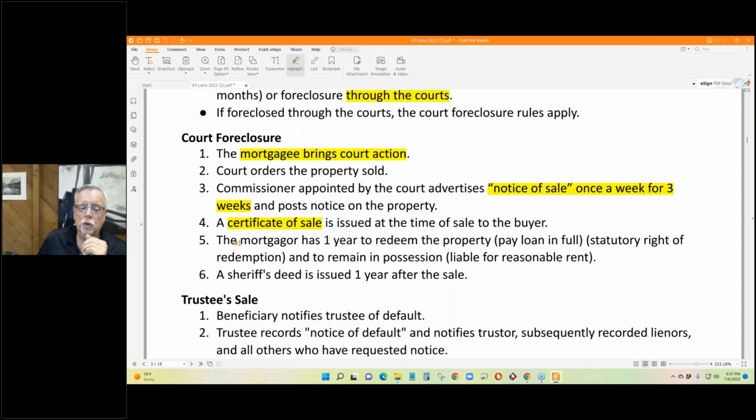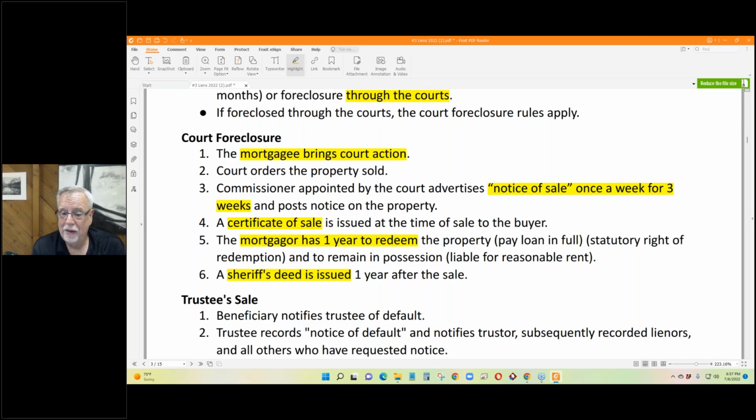The mortgagor, that's the borrower, has 1 year to redeem. That means the borrower, after all of this is over, gets to stay in the property for 1 more year in order to try to raise money in order to pay off the loan. If they can't, after a year, a sheriff's deed is issued. This is why lenders don't use mortgages. This is why we almost never go to judicial foreclosure. How long would all of this take?